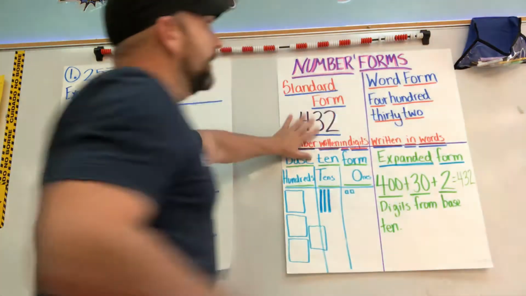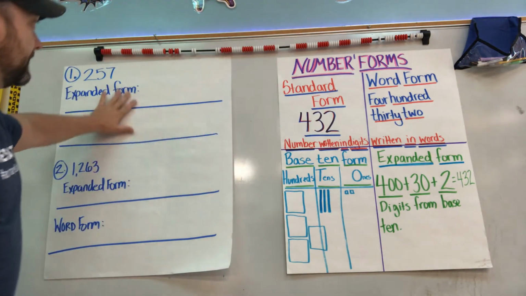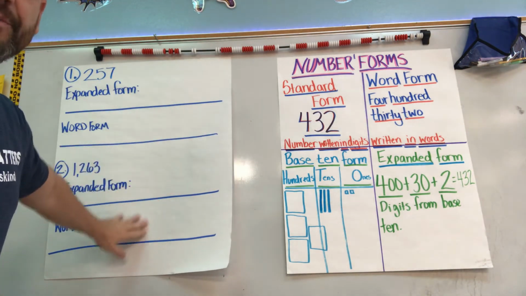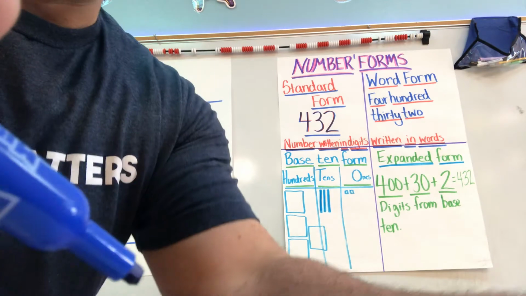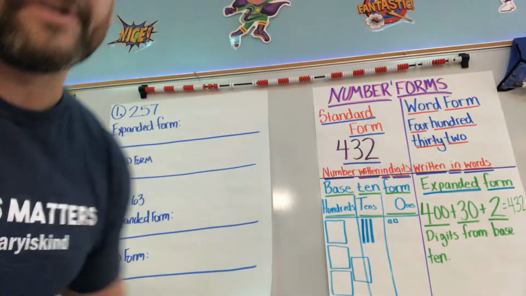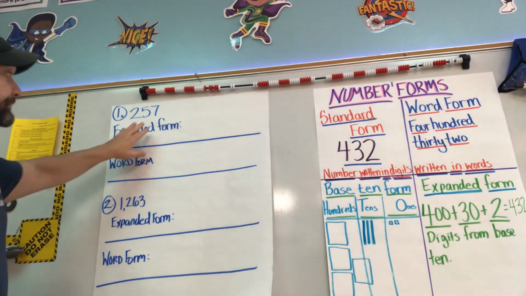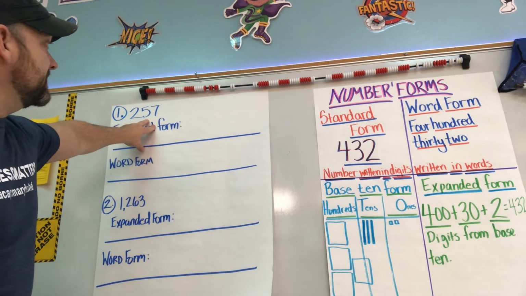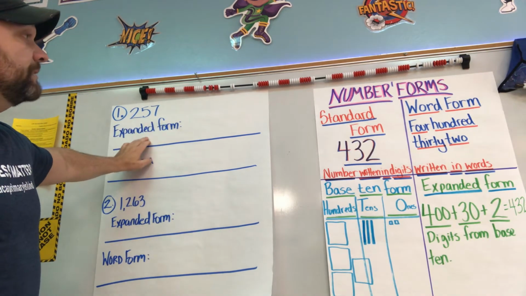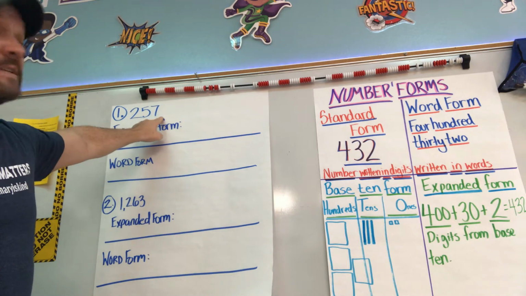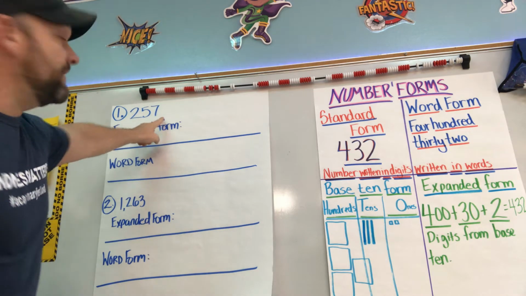I wanted to put our forms chart and the homework. So these are the first two problems on the homework here. Let's hope I can get both of these in the shot. All right, so 257 is the standard form. The expanded form, we would take each part of this number apart. Remember me talking about that this week?